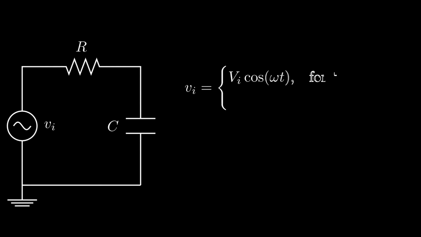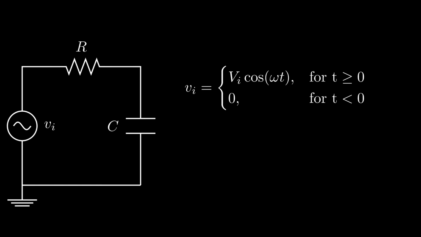Let's begin with a simple RC network driven by a sinusoidal voltage source Vi. And Vi is equal to capital Vi, its amplitude, times cos omega t for t greater than or equal to 0, and 0 for t less than 0. It just means that we are switching on the supply at time t equal to 0. And the capacitor is assumed to hold 0 charge initially.